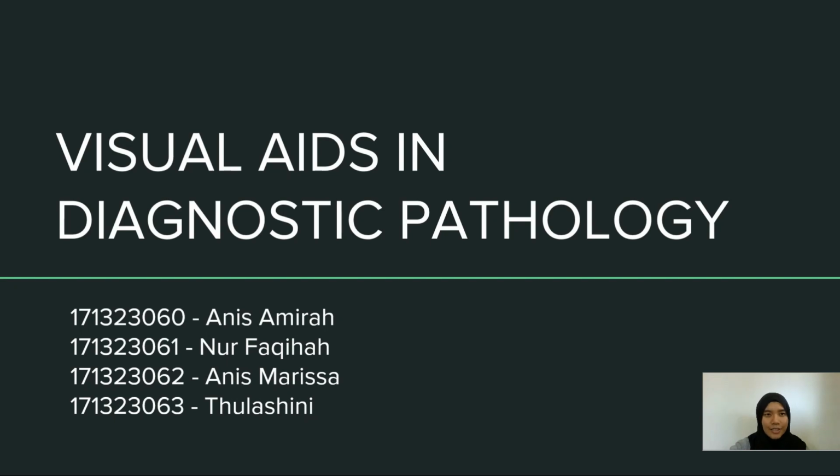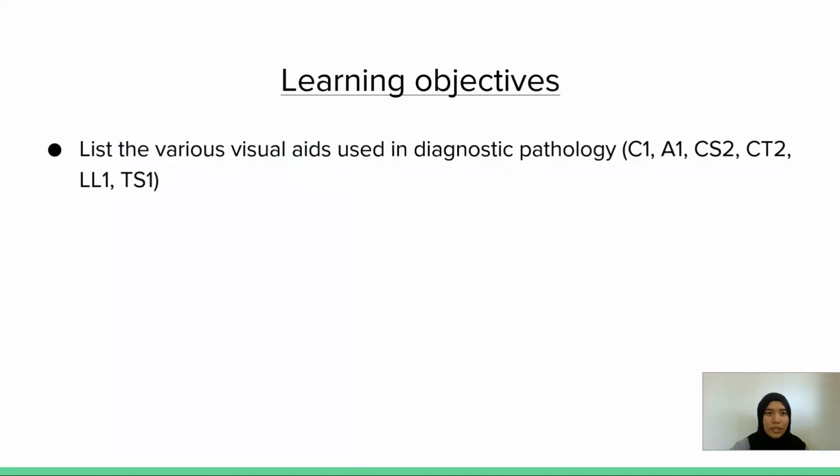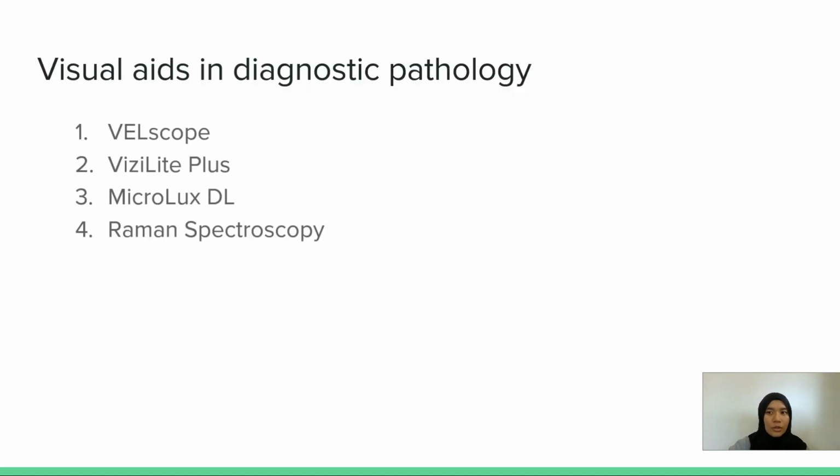Hi, today me, Anis, and my group mates Fakiha, Marisa, and Tulashni are going to present our seminar topic, which is the visual aids in diagnostic pathology. So our learning objective is to list the various visual aids used in diagnostic pathology. The most important visual aids that we're going to discuss today are Velscope, Visilight Plus, Microlux DL, and Raman spectroscopy.